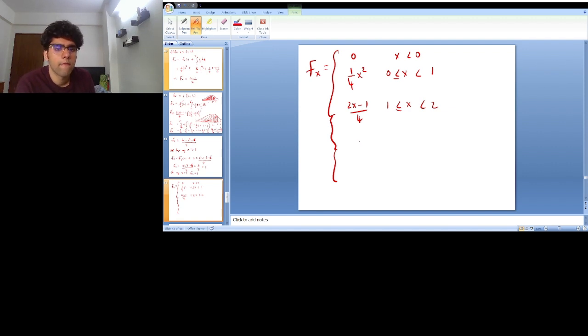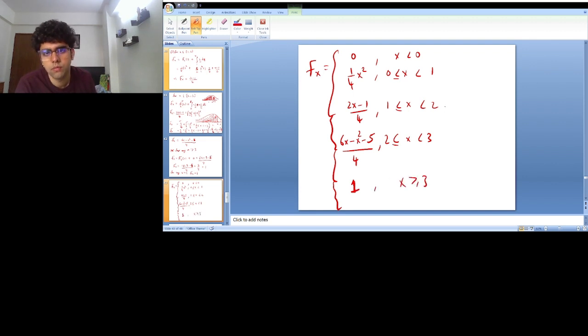Now for x lying between 2 and 3, my expression becomes 6x minus x square minus 5 by 4. Just putting a comma here. And it becomes 1 for any x greater than or equal to 3. So let me just check from the book. 0, x square by 4, 2x minus 1 by 4, 6x minus x square minus 5 by 4, yes, and 1. So this was our CDF.